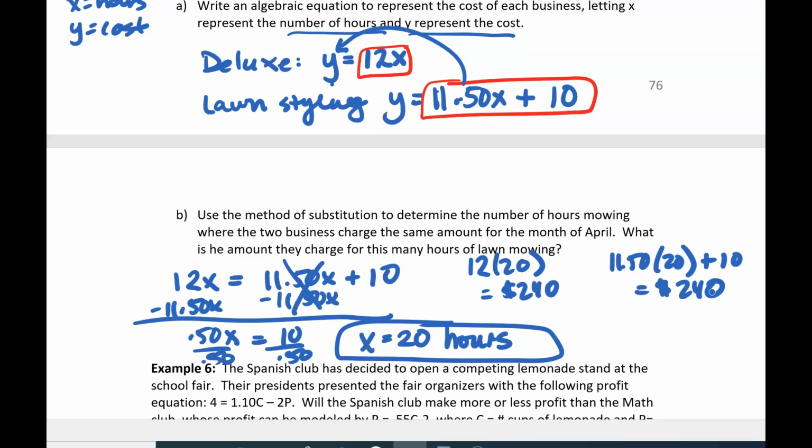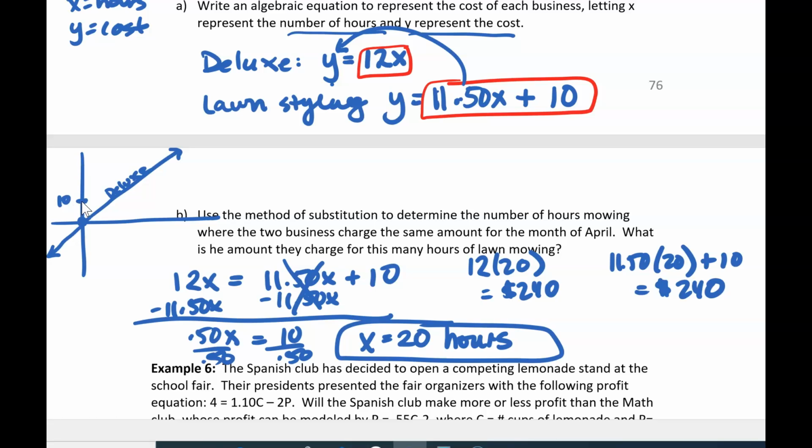Now, this doesn't ask, but you could even figure out more if we look at the graph. So if we think about what the graph would look like, deluxe has a y-intercept of 0, and it's got a slope of 12x. So I'm just going to estimate here and do a sketch. So we'll call this deluxe. And then for lawn styling, it has a y-intercept of $10. So we'll say that's 10.